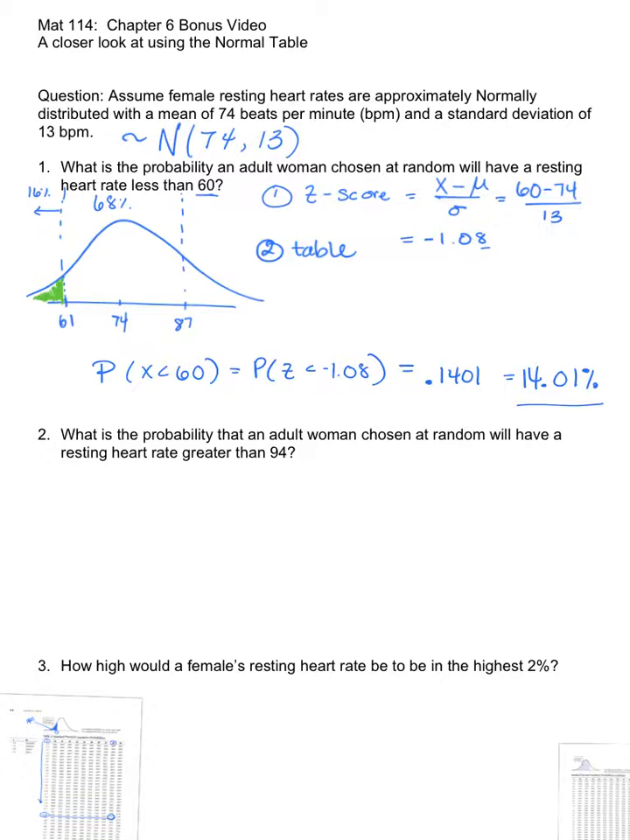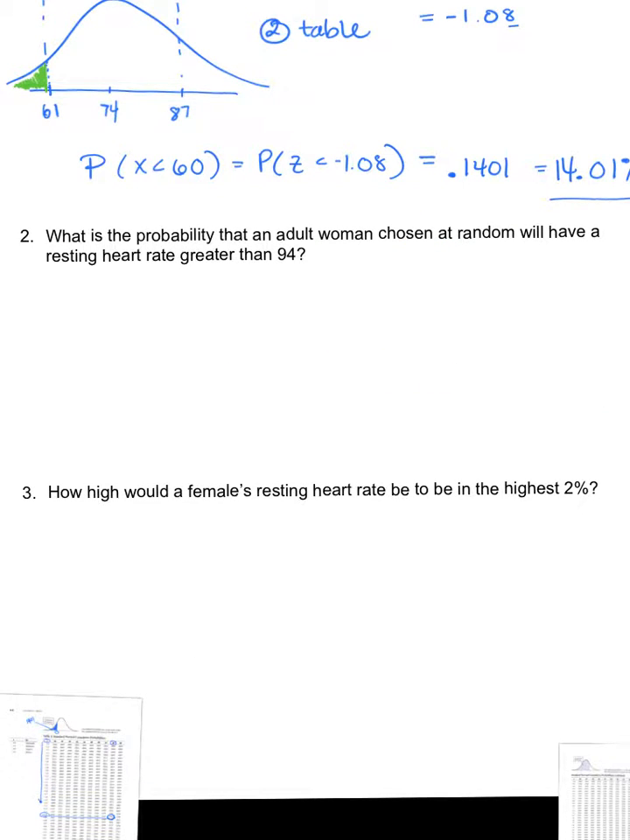Okay, so let's take a look at the next question. What is the probability that an adult woman chosen at random will have a resting heart rate greater than 94 beats per minute? This time, let's switch to red. This time we're talking about being greater than, so we're going to have to do another step in our problem. 94 beats per minute could correspond up here to our above picture, and we're looking for the probability of being out here in this tail. So to start with, the process is going to be the same. The first thing we want to do is find our z-score.